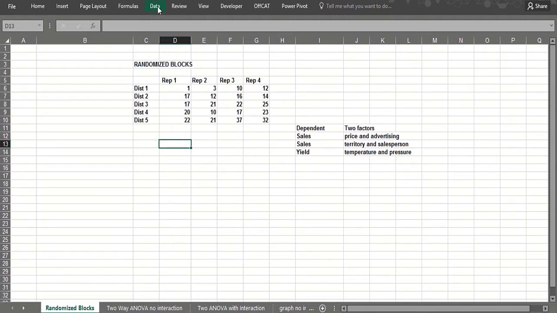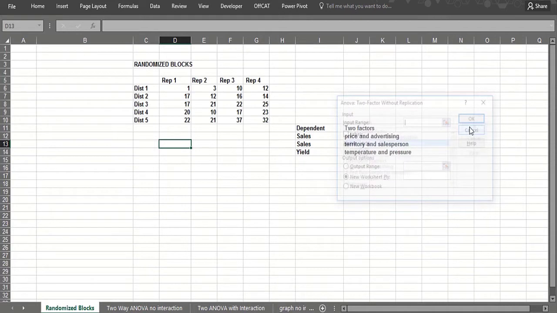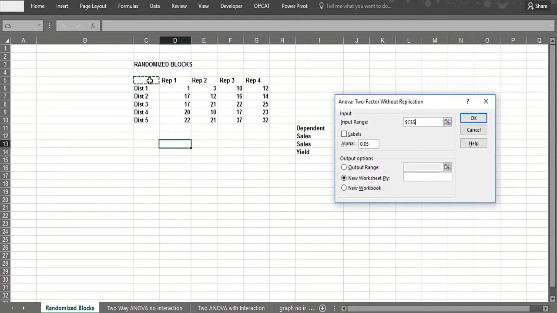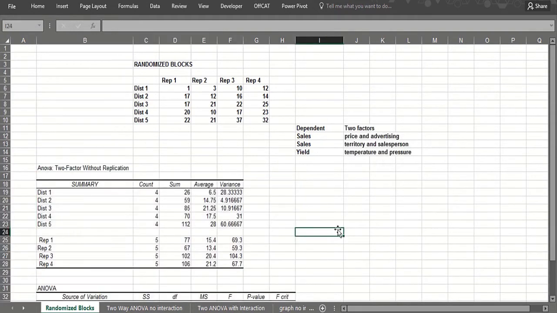Okay, so we go to the data analysis add-in. We just use that in one-way ANOVA. It's two-factor without replication, but most stat books call that randomized blocks. So the input range would be right here. I've got labels, and we leave this alpha at 5%. It doesn't matter. And then we would go here. We can just put the output anywhere. Okay, so there's our output.